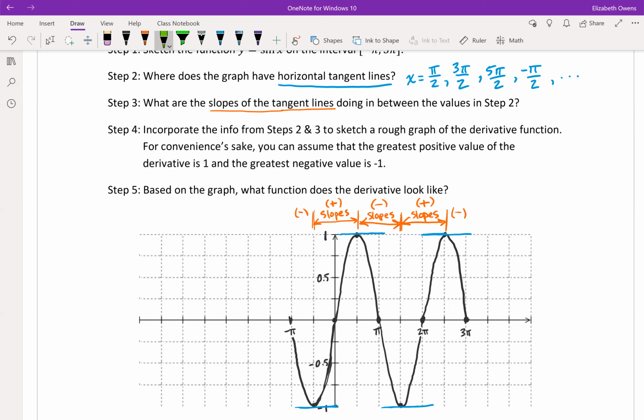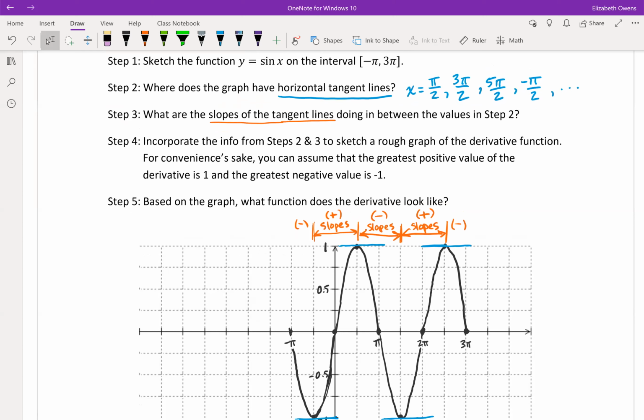The first thing we want to start with is the idea from step 2, horizontal tangent lines. That means the slope of the tangent line equals 0. We know that. And since the slope of the tangent line is 0, that means the derivative is 0 at those points.